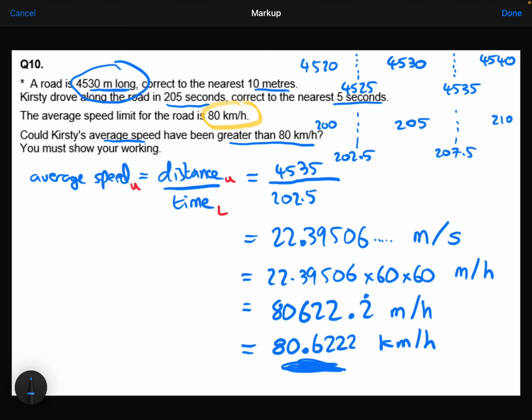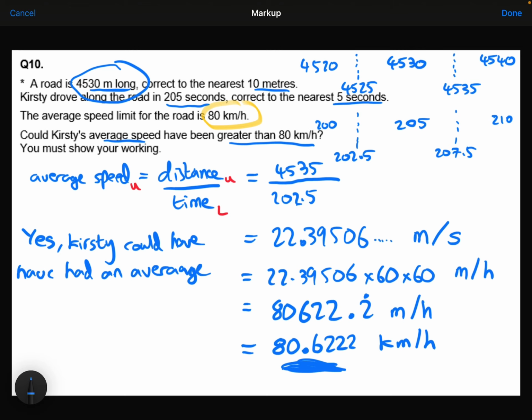So, yes, Kirsty could have had an average speed above 80 kilometres per hour.